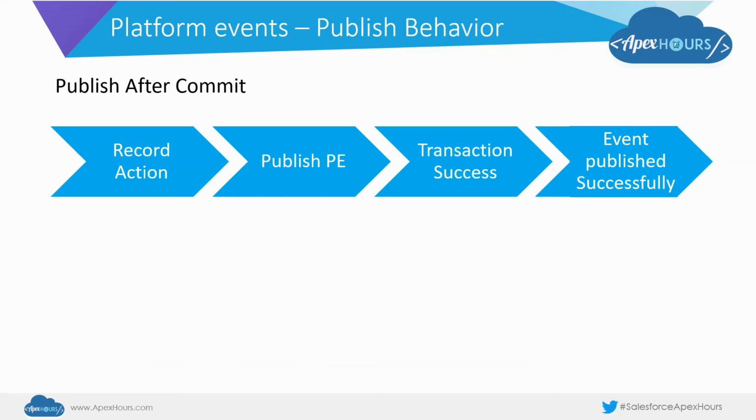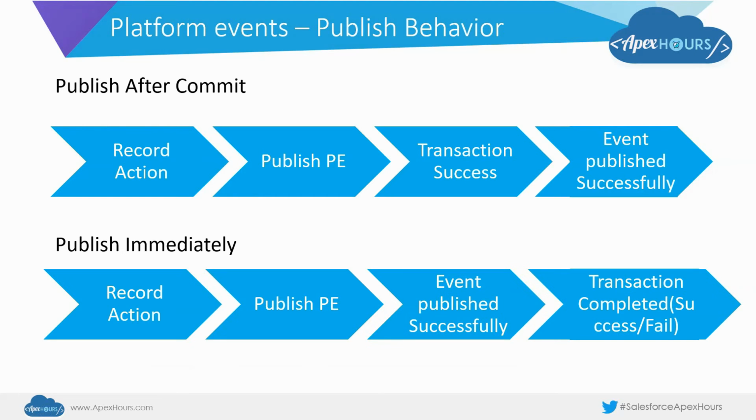That means in case the transaction failed, the publish PE action will not be happening. So what does the publish immediately action mean? It means if you have a publish platform event action as part of your current operation, irrespective of whether the transaction succeeds or fails, the event is going to get published successfully. So it will not wait for the complete transaction completion. This is the behavior that we are looking for.